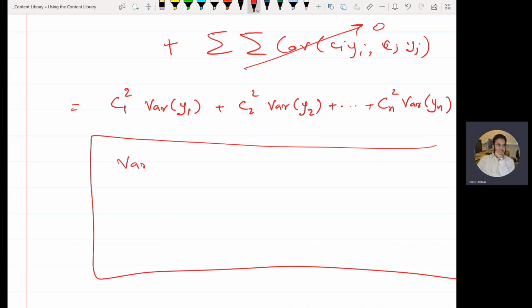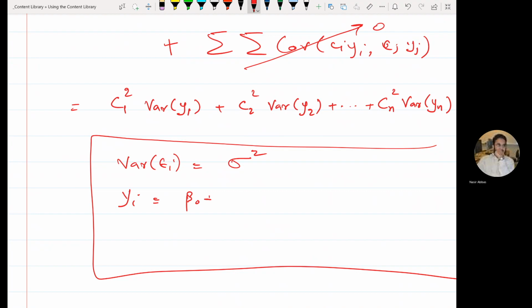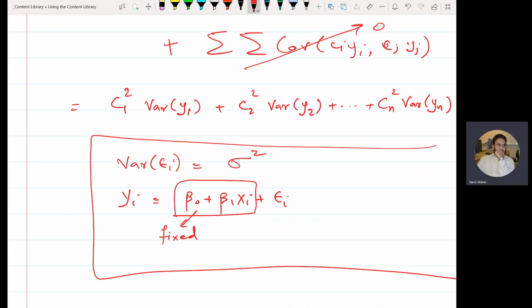We have an assumption that the variance of epsilon is what? Sigma square, constant variance, true. What is yi? Yi is this, right? And what is this? Constant? Fixed or constant? If you add something to the variable, does it change the variance? If you have a variable x, its variance is something, then what will be the variance of x plus 2? Same variance. Adding or subtracting something doesn't change the variance.